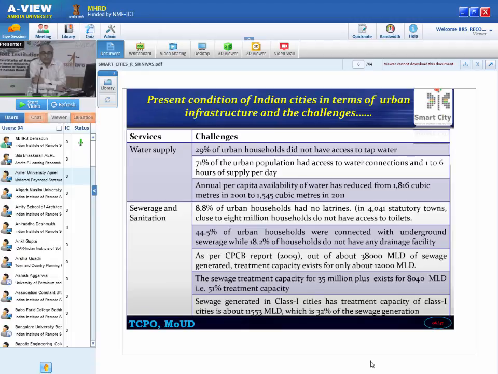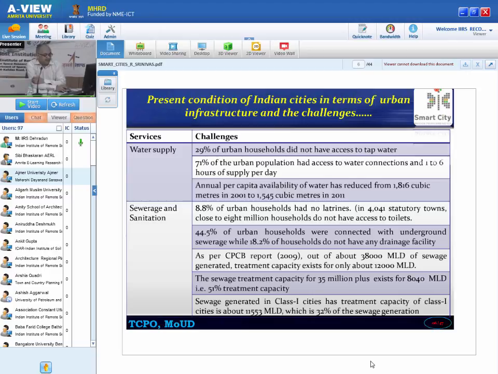Now, in the next few slides I'll be showing the major challenges and problems in terms of access to minimum basic facilities for the cities and towns. If you see water supply, these figures are quoted from the Census of India and various publications. In terms of water supply, 29% of the households did not have access to tap water, which is quite a sizable amount. 71% of the urban population has access to water connection and 1 to 6 hours of supply per day.